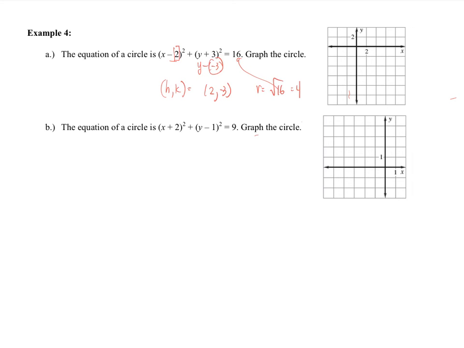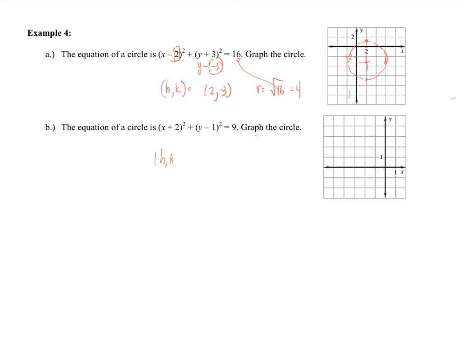And I'm in increments of 2. So 2, this is −2. −3 should be here, and then I'm going to count 4 units. That's my circle.